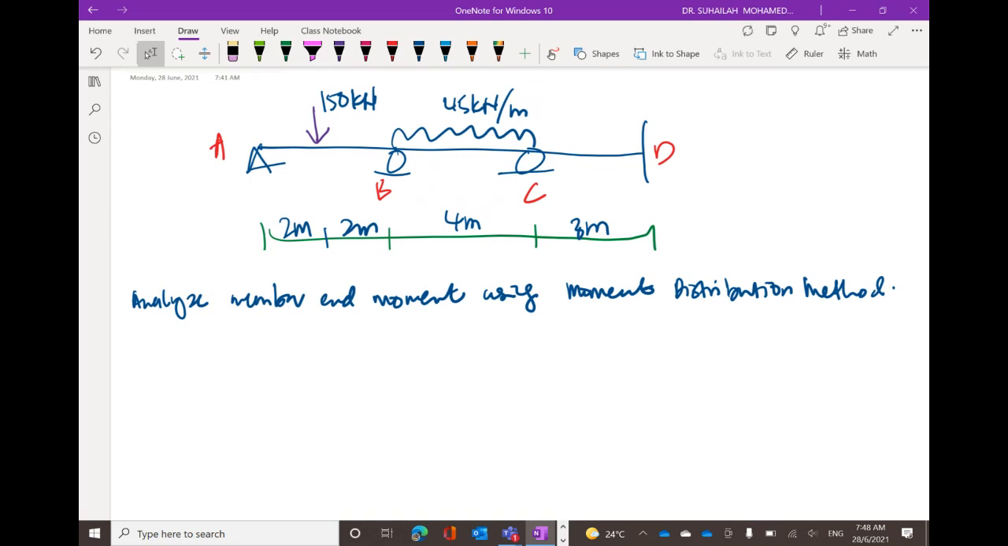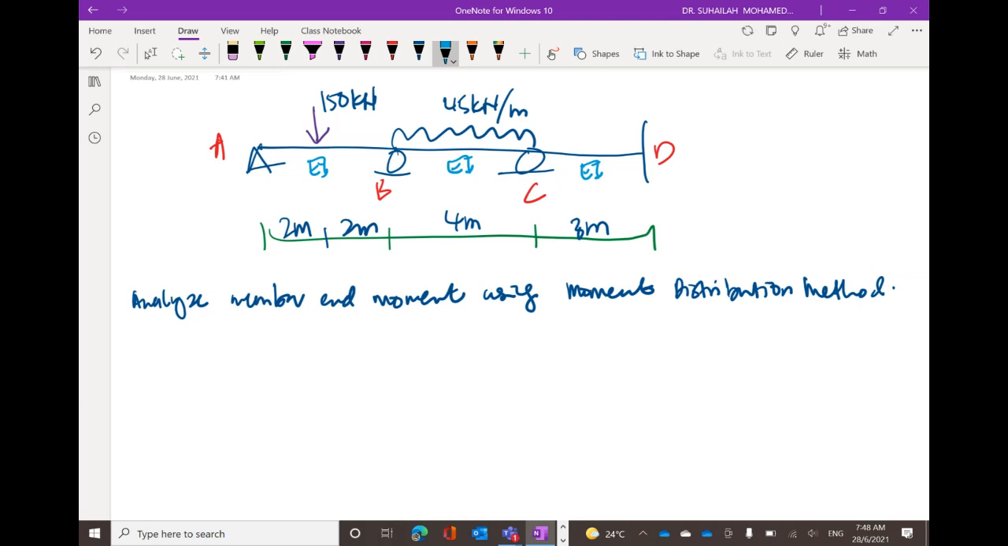This beam has a constant EI. So we just said the beam has constant EI. This is EI, this is also EI, this is also EI. So this beam has constant EI.